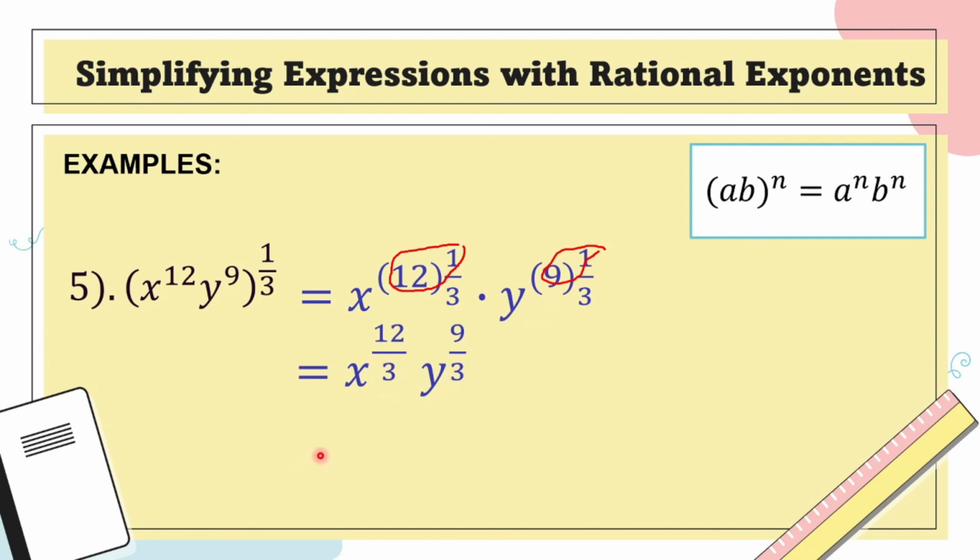By simplifying, we divide the exponent 12 over 3 by 3, then 9 over 3 also by 3. So the final answer is x raised to 4, then y cubed. So this is the final answer.